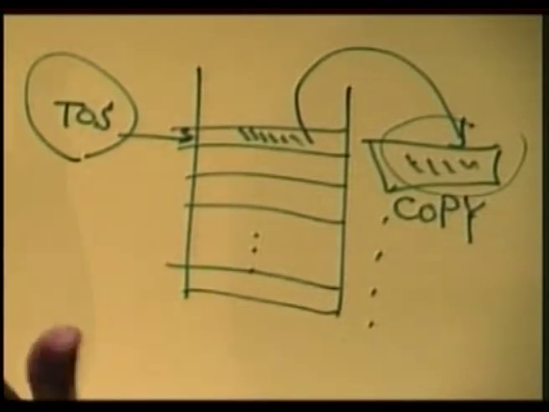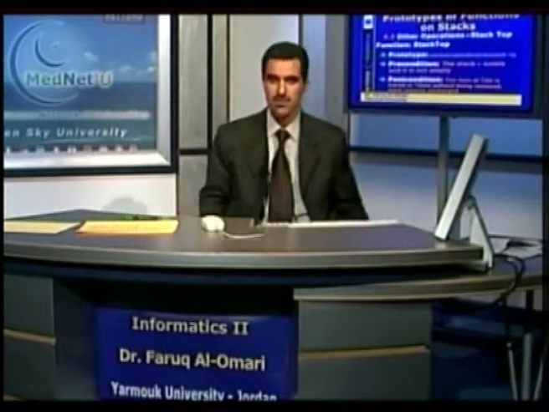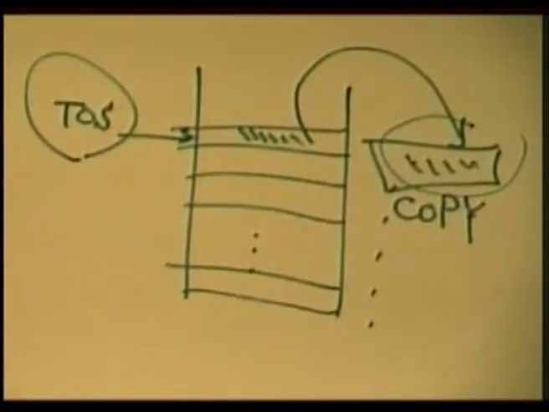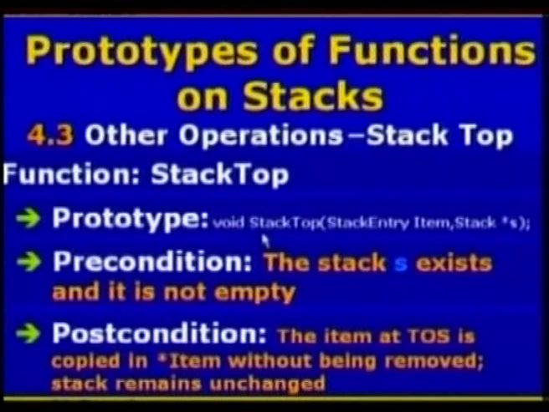So this is not popping from the stack, but rather copying from the stack. It's slightly different from the pop, especially in terms of the top of stack pointer. So in this kind of function, stack top, nothing to return as a matter of fact, but rather I'm having in here an item as a return value of type pointer. As a matter of fact, I should have an asterisk in here, a star in here.